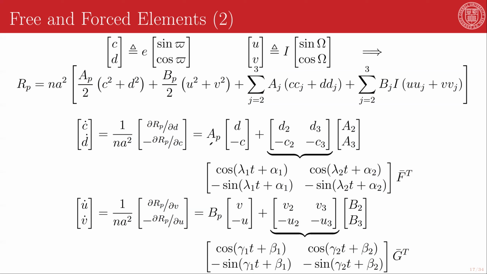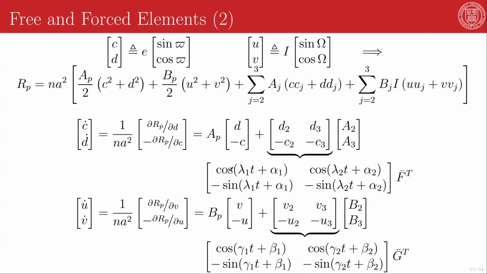We will have this single A sub p scaling d and negative c plus matrix d2, d3, negative c2, negative c3 times A2 and A3. We already have the solutions for c2, c3, and d2, d3 from our previous analysis. The test particle has negligible mass and therefore cannot affect the orbits of M2 and M3, and so these solutions stay the same, meaning that we can plug in the solution from our eigendecomposition of the original A sub p p matrix back into here, and you will recall that those solutions have these forms.